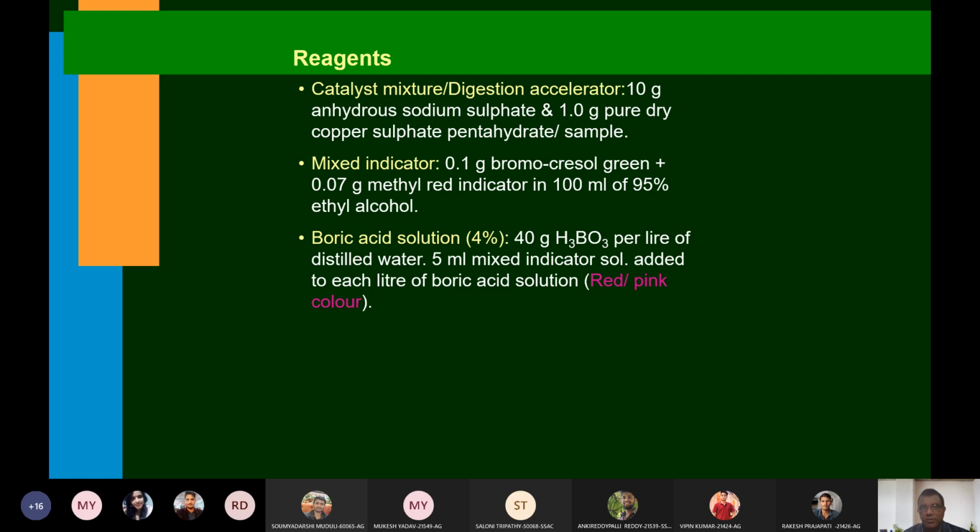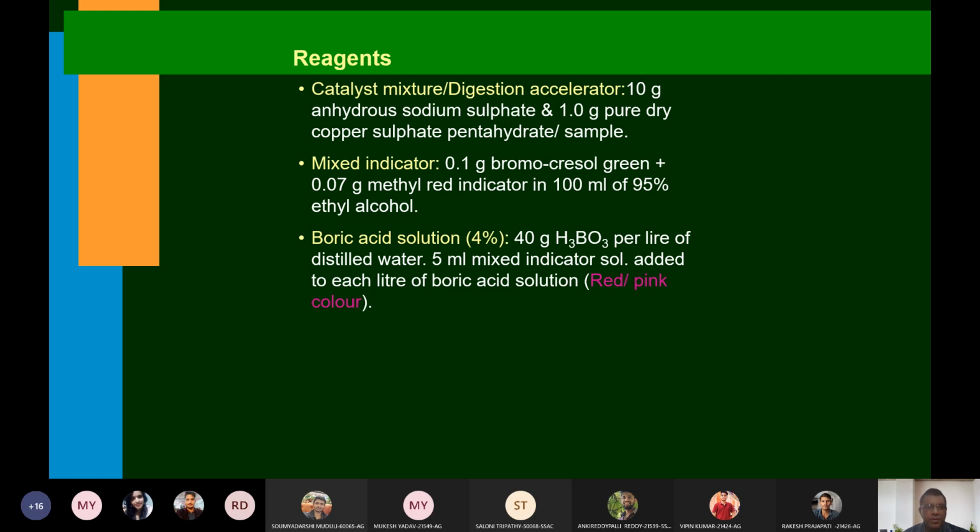Next is the boric acid solution. It is required to absorb ammonia. To make a 4% boric acid solution, take 40 gram of boric acid per liter of distilled water. That means take 40 gram and make up the volume to 1 liter. So you will get a 4% boric acid solution.